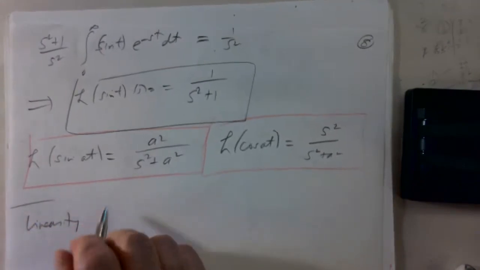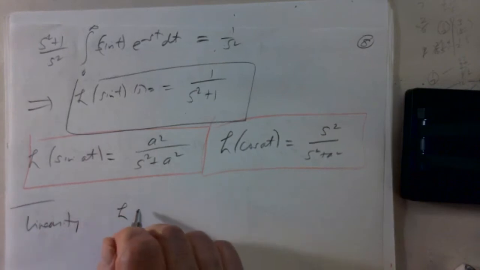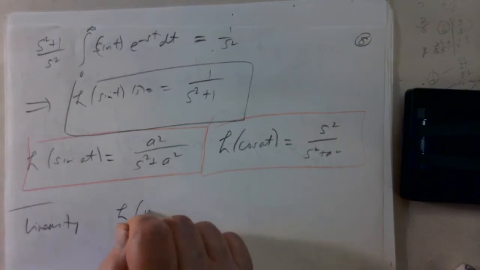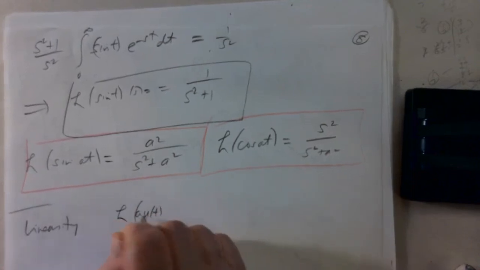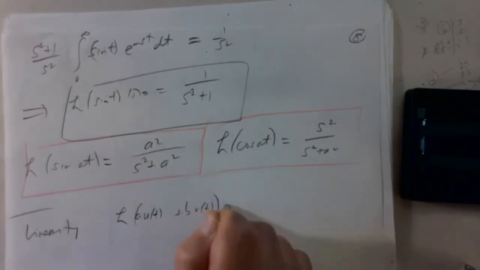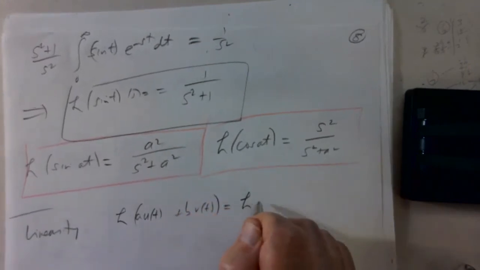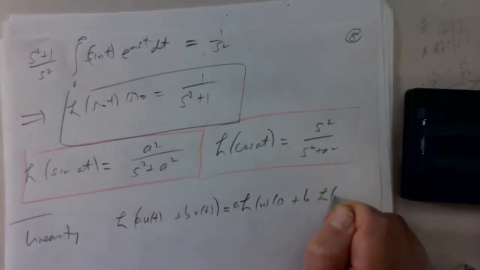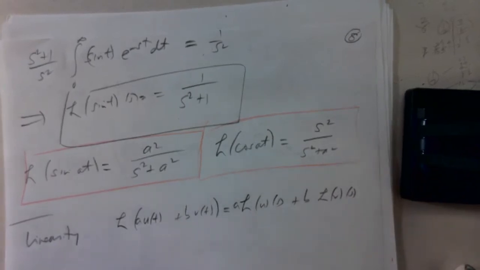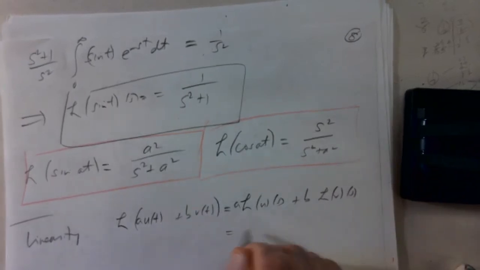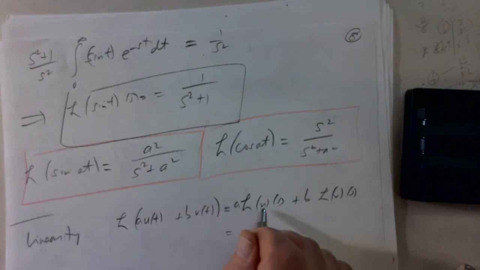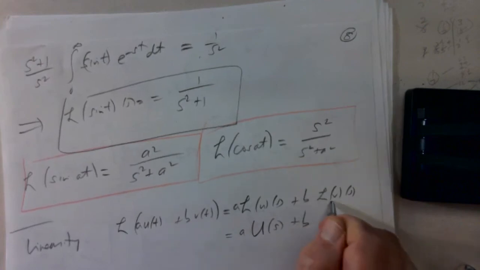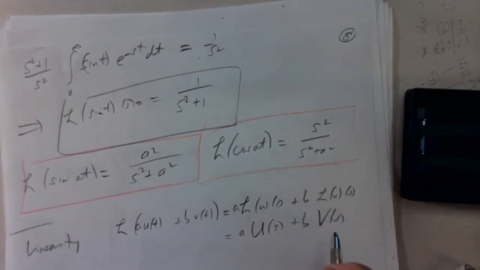Again, let me remind you of the linearity of the Laplace transform. If I take the Laplace transform of functions, a u of t plus b v of t, that's a times the Laplace transform of u plus b times the Laplace transform of v. Or if I use my alternate notation, the Laplace transform of a function little u is capital U of s. The Laplace transform of the function little v is capital V of s.